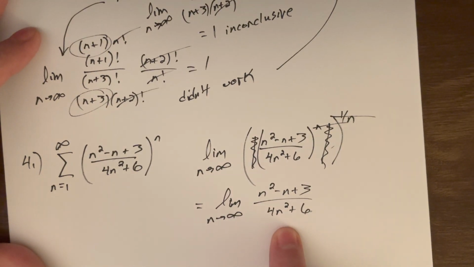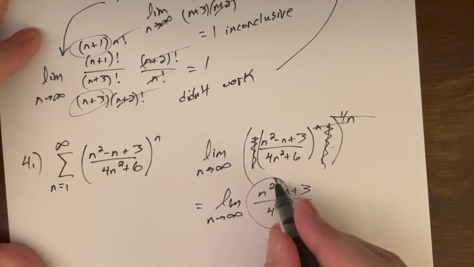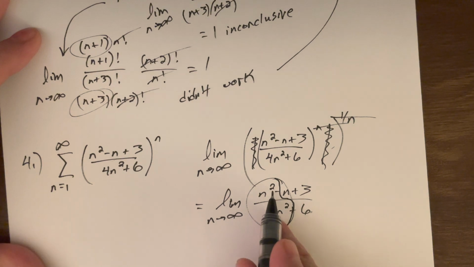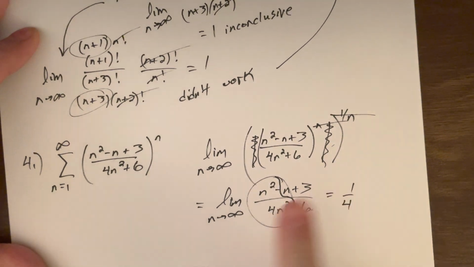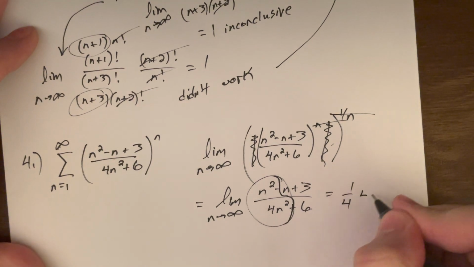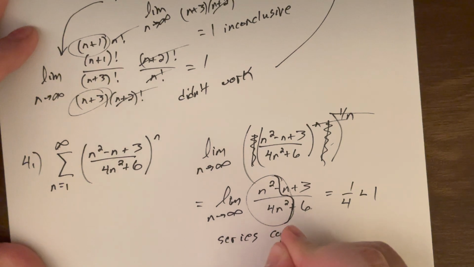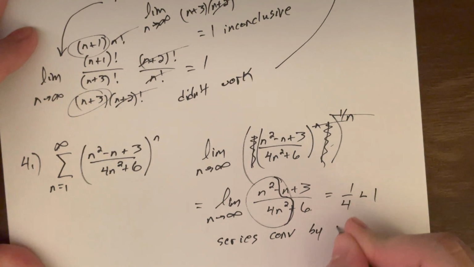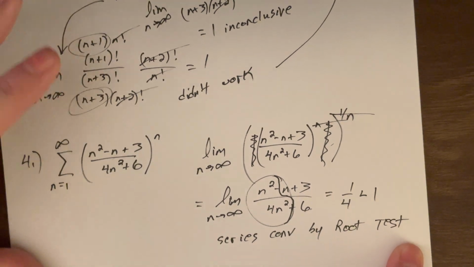Now, what's left behind? Well, still a limit. We've got some dominant terms to consider. Oop, not the n, right? The dominant term is just the n squared here and the 4n squared here. That limit is 1/4. That is less than 1. So our series converges, but this time by a root test.